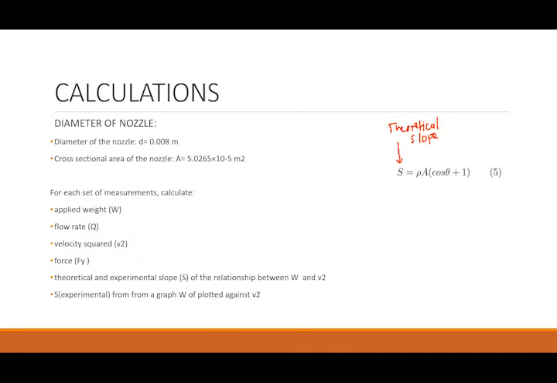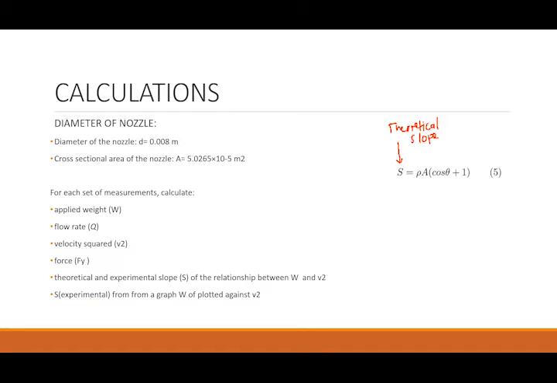So here are the calculations that we are interested in. First and foremost, the diameter of the nozzle and the cross-sectional area of the nozzle should be as mentioned in the experiment, which is 0.008 meters for the diameter and an area of 5.0265 times 10 to the negative 5 meters squared. For each set of measurements, we need to calculate the applied weight, flow rate, velocity squared, the force in the y direction, and the theoretical and experimental slope of the relationship between W and V squared. Last but not least, the experimental value of S from a graph of W plotted against V squared.